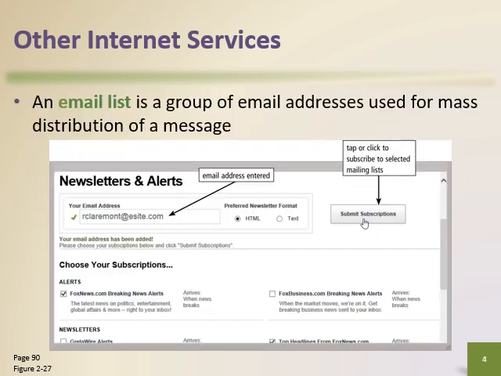An email list is actually a group of email addresses used for mass distribution of a message. For example, I have created an email list with your class name, and whenever I have to send an email message to the list, I have to click on the group name only, and it will be sent to everyone in that group. Apart from that, an email list is being used by businesses as well.